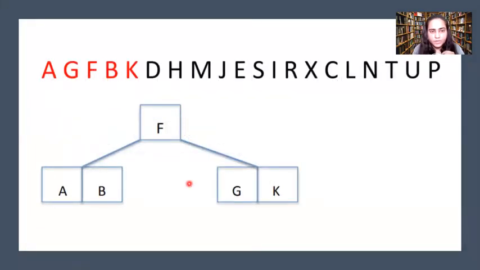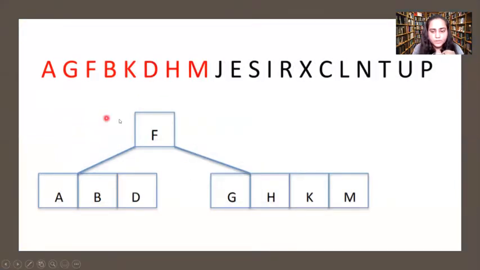Now let's go ahead and insert D. So D gets inserted right here because D is less than F, so D is on the left side. And then we can insert H and M. H and M are on the right side of F, and we can insert that without any problem.